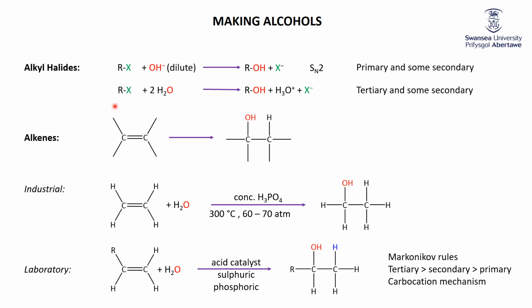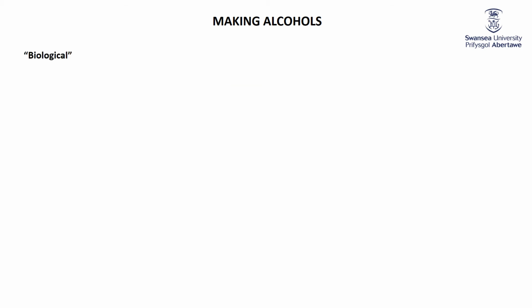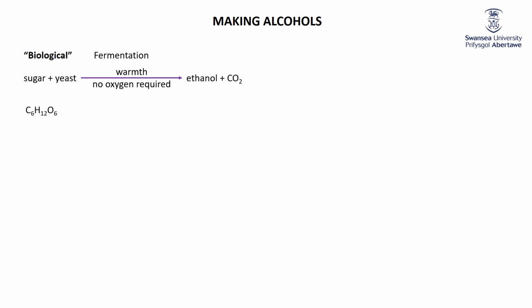Another way to make alcohols is by reacting alkyl halides up with either dilute hydroxide or with water. Now, of course, there is a biological way to make alcohols called fermentation. So if we take a sugar, mix it up with yeast, put it in a warm place, and it doesn't require oxygen, we make ethanol and CO2. So for example, take glucose, ferment that away, turns into ethanol and CO2.